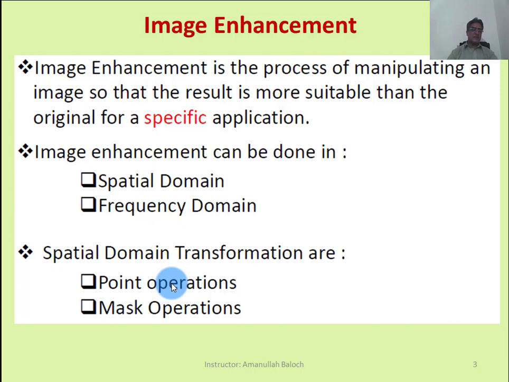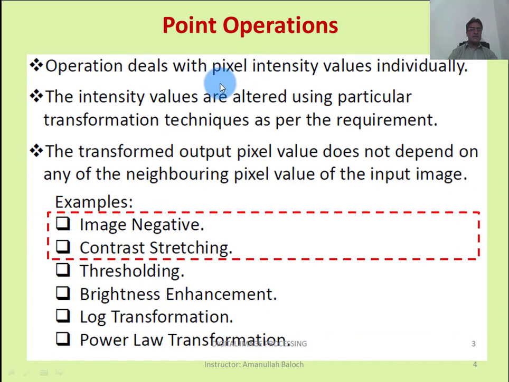That is, the mask collects the information from the neighbors of that specific pixel and then enhances that pixel in the light of those neighbors' values. Point operation deals with pixel intensity values individually. I have also explained in the previous slide that it deals with the pixel intensity values individually.